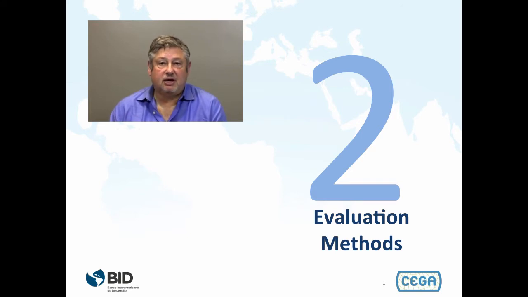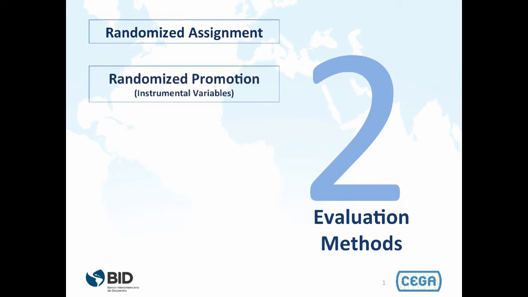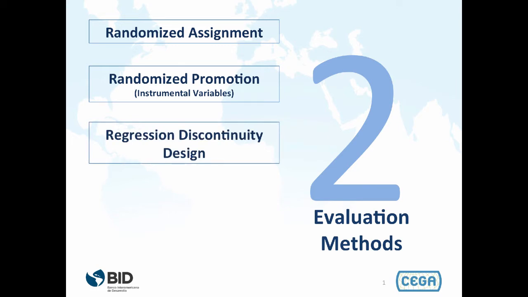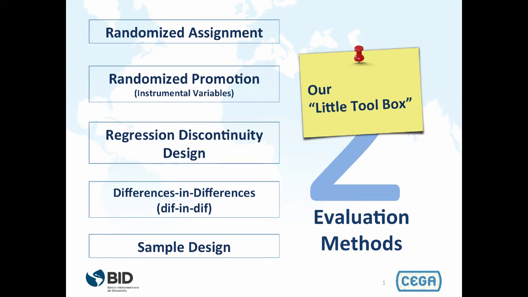We're going to be continuing on in this class with a discussion of evaluation methods. In particular, we're going to look at the gold standard for finding a control or comparison group to estimate the counterfactual. We're going to be talking about randomized assignment. There are other methods called randomized promotion, regression discontinuity designs, differences in differences, and how we construct our sample design that we'll be talking about in later lectures. This we can consider our toolbox. Let's begin with randomized assignment.